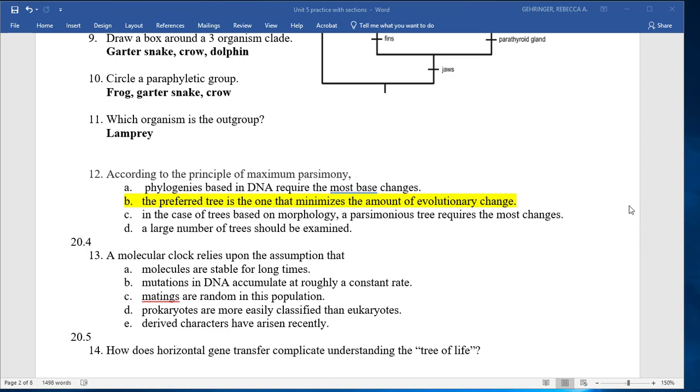We're back on track. So number 13, a molecular clock relies on the assumption that: A, molecules are stable for long times; B, mutations in DNA accumulate at roughly a constant rate; C, matings are random in this population; D, prokaryotes are more easily classified than eukaryotes, or derived characters have arisen recently. Well, two talk about time, right? So molecules are stable for long times and mutations accumulate in DNA at roughly a constant rate. Well, what's the only thing talking about time and rates and all of that? B. So B is our best answer for molecular clock.